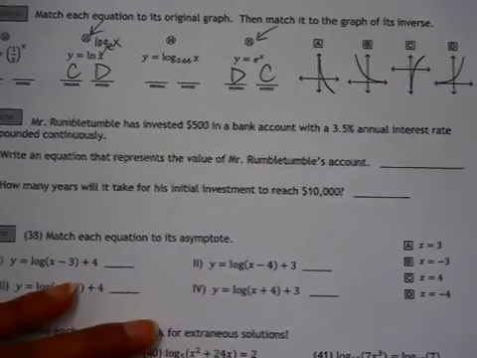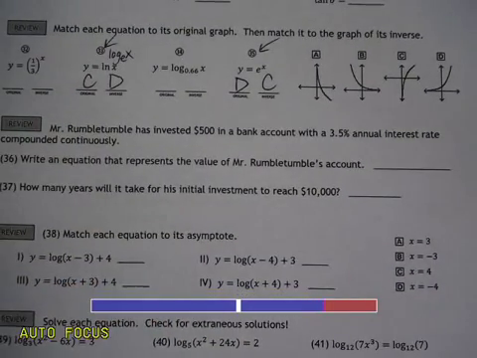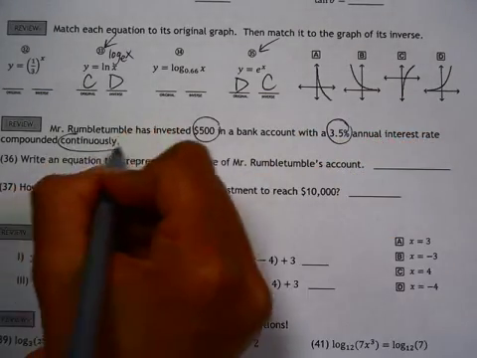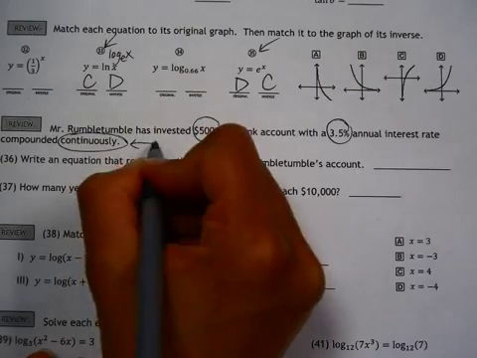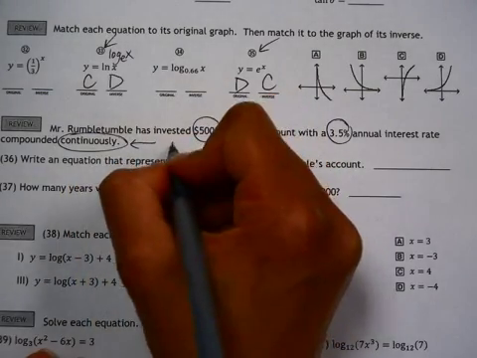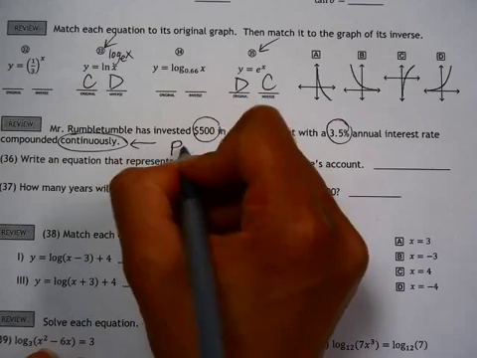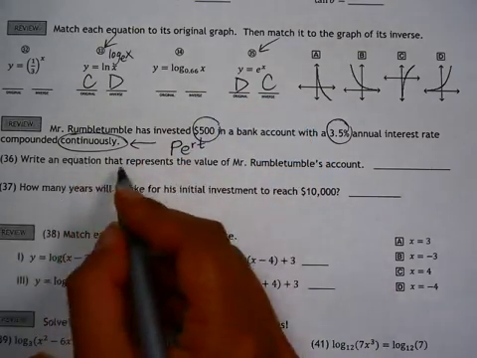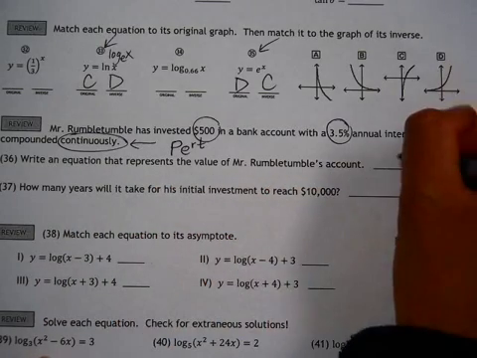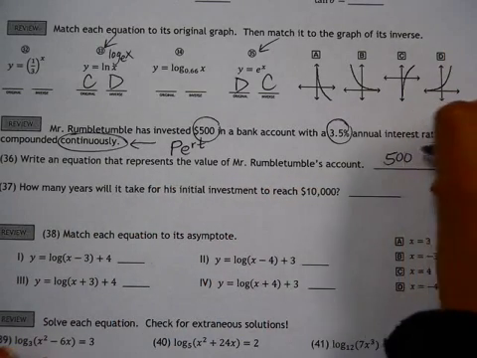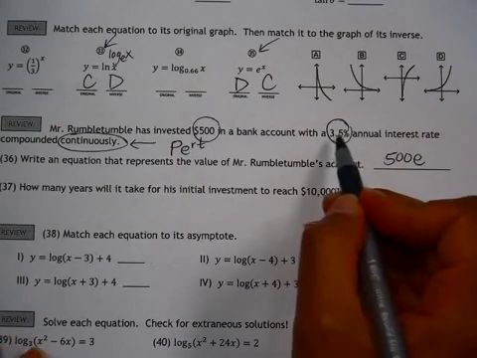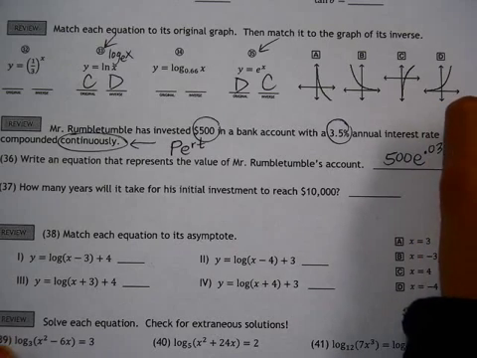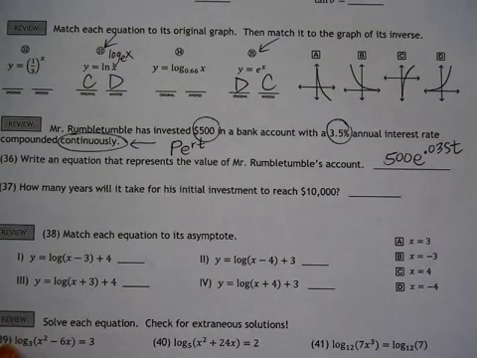On number 36, we have an account with $500 with an interest rate of 3.5% compounded continuously. So the key word here is continuously. The formula here is Pe to the rt to find how much the account is worth. So write an equation that represents the value of his account. So the principal is the $500, e to the 3.5% as a decimal would be 0.035, and then times t, which is the number of years.